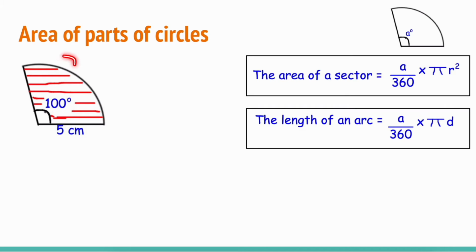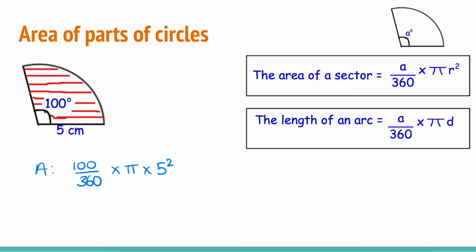So for example, for this one here, we have a degree of 100 degrees and a radius of 5. And we know that this is a radius because if I was to continue the circle on, you can see there that that would be a radius to the center. So the area of that part of the circle, or the sector as we call it, is going to be 100 out of 360. So that's the fraction I'm looking for. And I'm going to times that by pi times r squared, which is 5 squared.